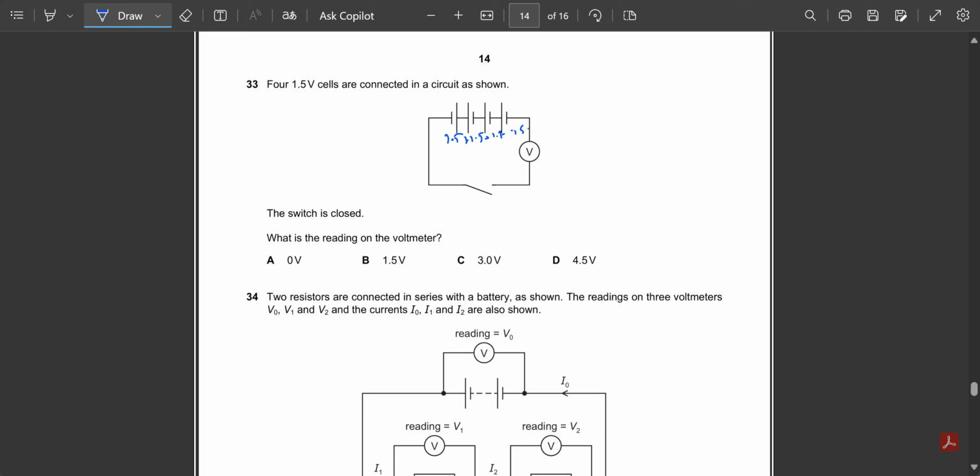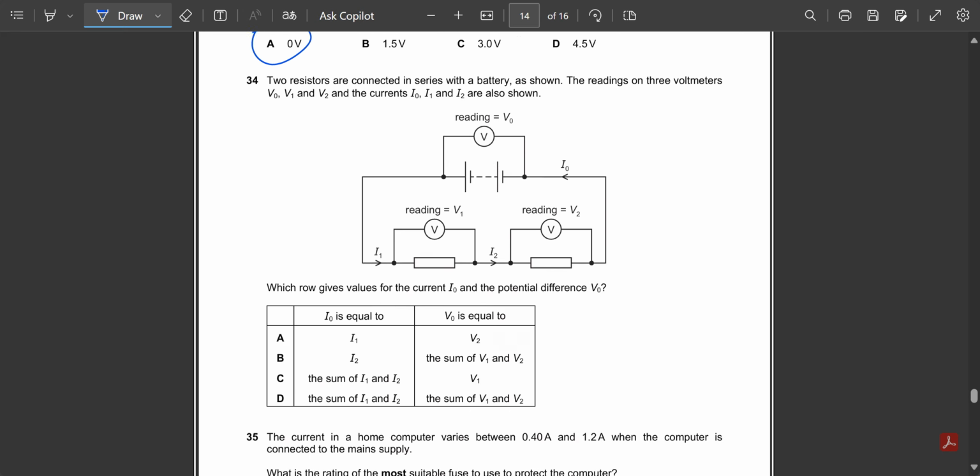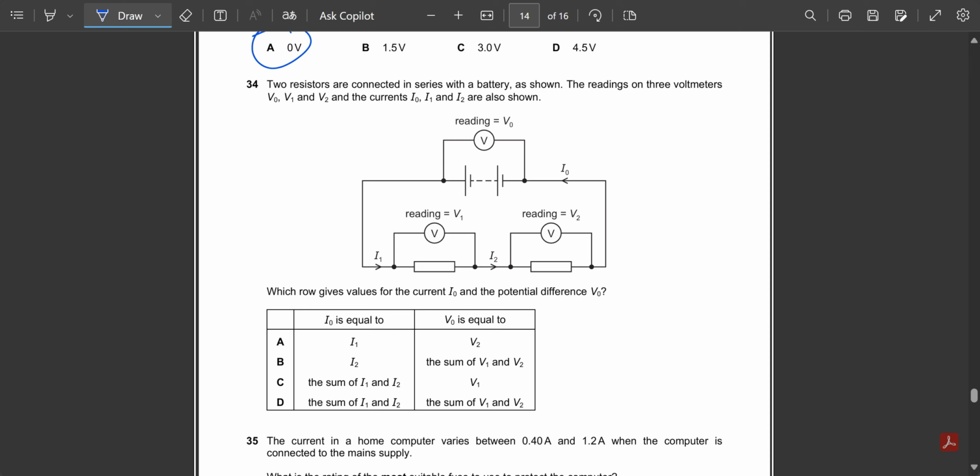What is the reading on the voltmeter? The voltmeter is going to read 0 here. The reason is that a voltmeter should never be connected in series. It should always be connected in parallel, like this. It's been connected here.